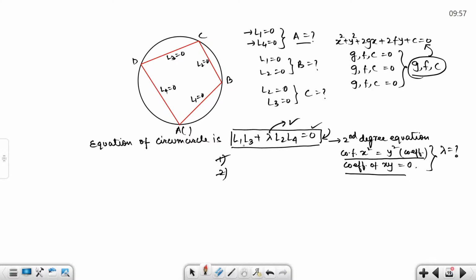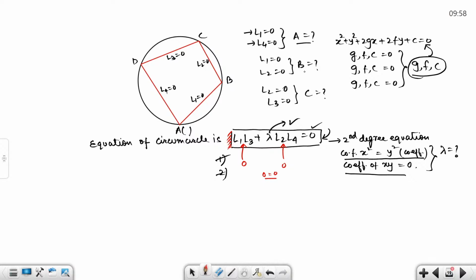If I put L1 is 0, because the moment you are putting the coordinate A, L1 will become 0. So that makes this thing equal to 0, and it will make this thing equal to 0. Why? Because L4 is 0. So 0 equals 0 implies that the point A is satisfied. That is, this circle is passing through the point A.